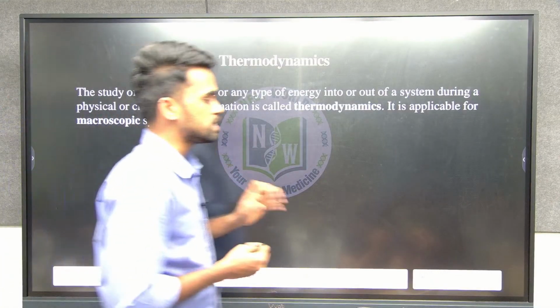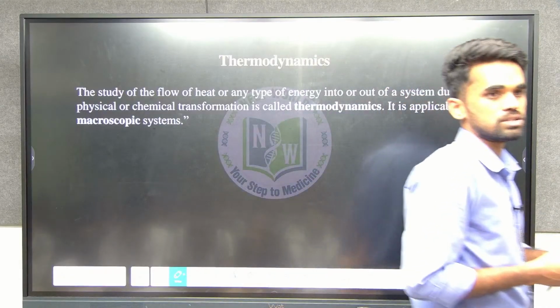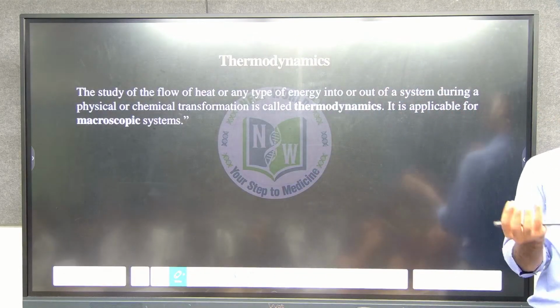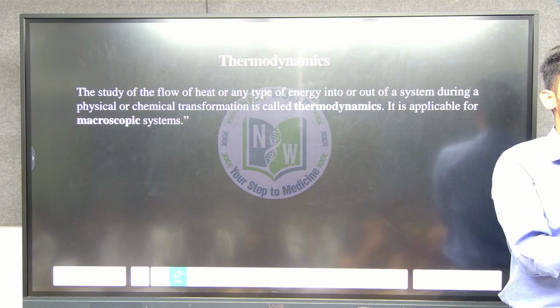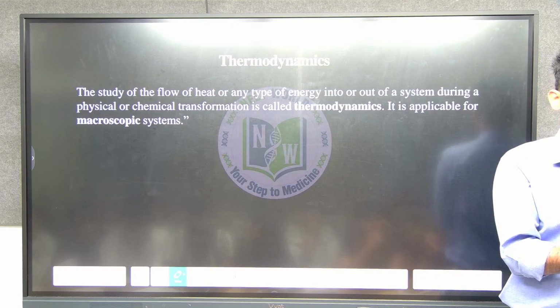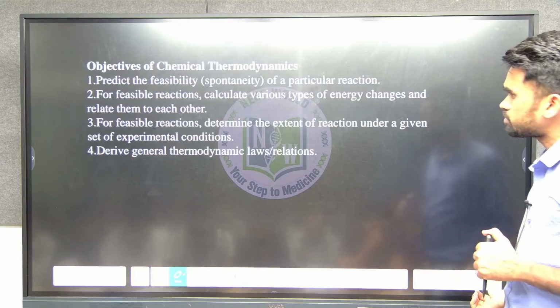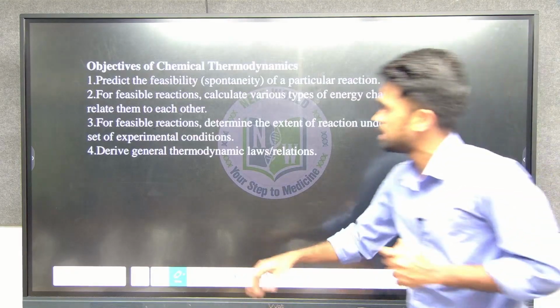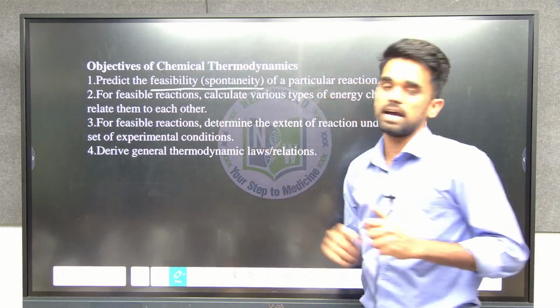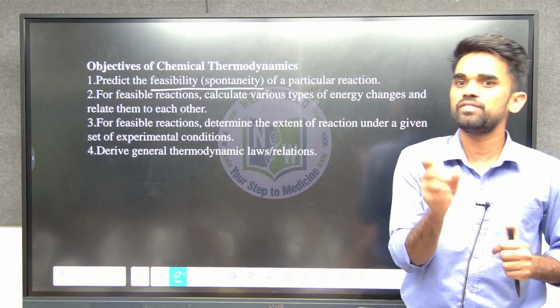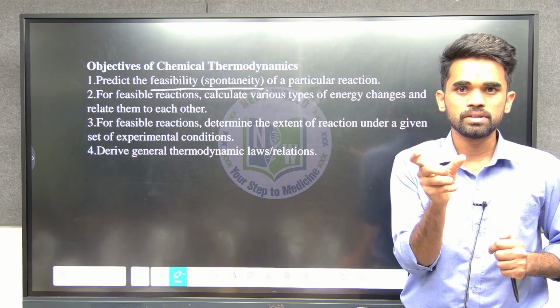Now, the same chapter you will be seeing in physics also, but here we will be more into chemical thermodynamics. It means chemical reactions and associated energy changes. So what does it exactly deal with? The feasibility of chemical reactions. It means spontaneity, feasibility. What are these terms?